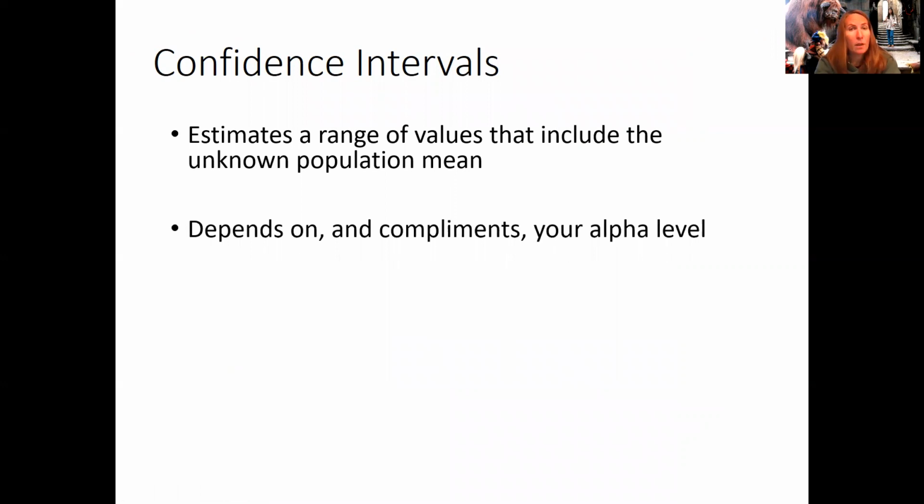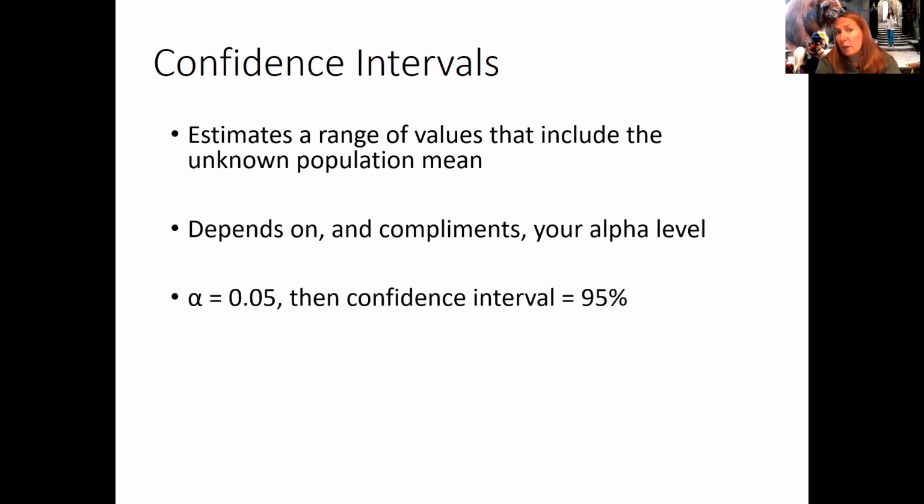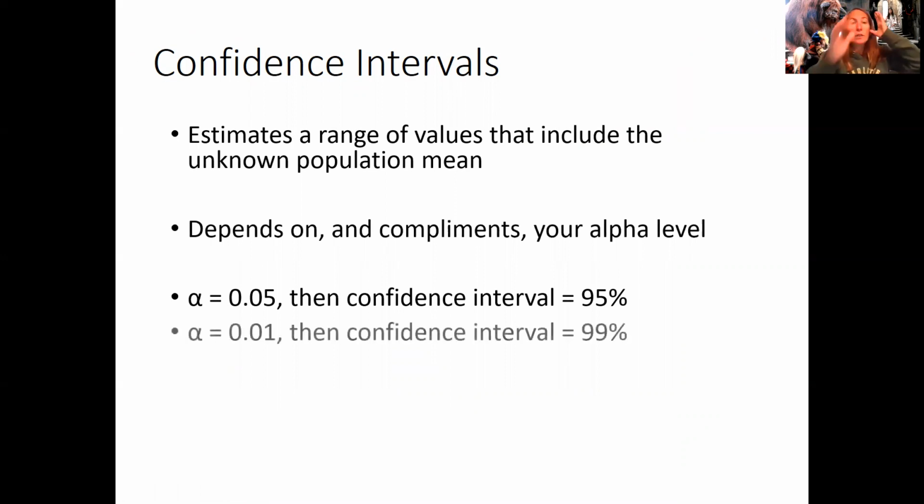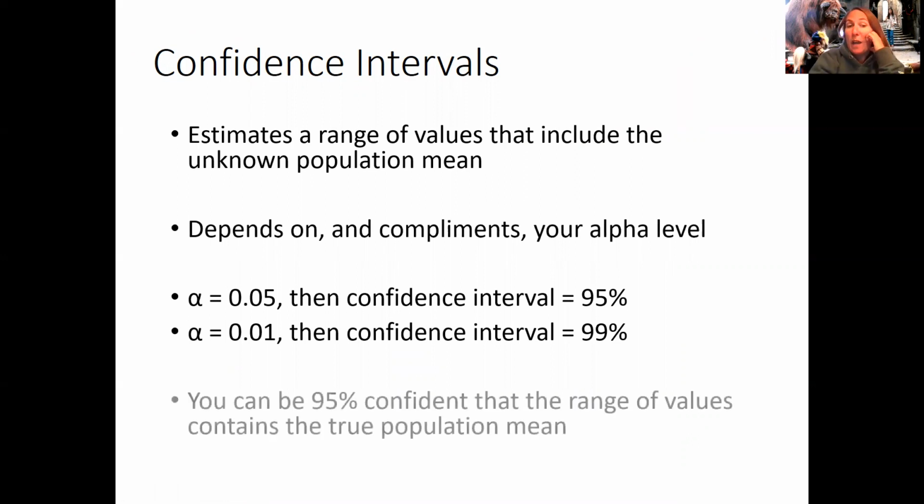Okay, so this depends on your alpha, and it complements your alpha level as well. So if our alpha level is 5%, then our confidence interval is going to be 95%. If our alpha level is 1%, then our confidence interval is 99%. That means we could say with 99% confidence that our population mean is included in some range of values. Okay? So that's what a confidence interval is telling us. And again, most of the time our alpha is going to be set to 0.05, so therefore most confidence intervals are going to be 95%.